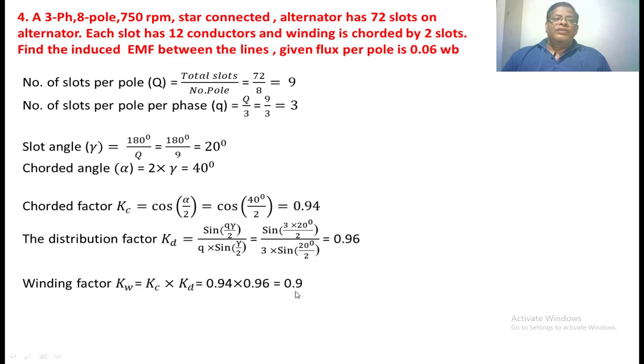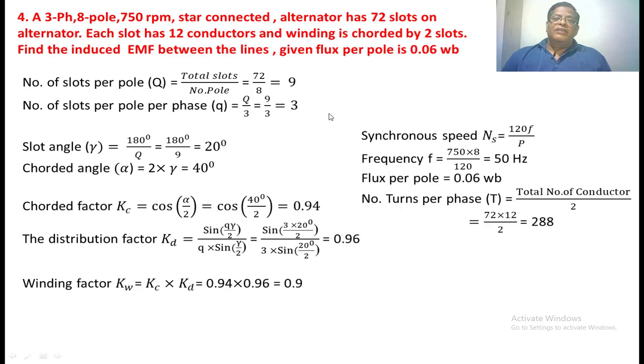Now we have to find out the EMF induced between the lines. EMF equation is consisting of frequency, but in this numerical the frequency is not given, but the speed of alternator is given. So the synchronous speed Ns equal to 120 f by p. So from this expression we can find out the f equal to 750 into 8 by 120, where 750 is nothing but the speed of the alternator. We are getting the 50 Hz. The flux per pole is given, that is 0.06 Webers.